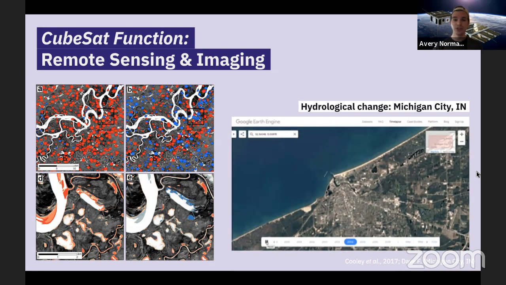Satellites are often used for tracking hydrological changes, or changes to water patterns or the flow of water. So on the left, we're looking at a dynamic view of how the course of a river is changing over time. And then Dave from Michigan City Library in Indiana was able to contribute this time lapse from Michigan City, Indiana, actually depicting the changes noticed along the shorelines there.